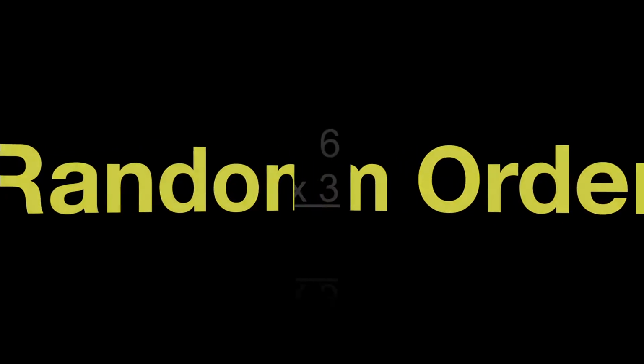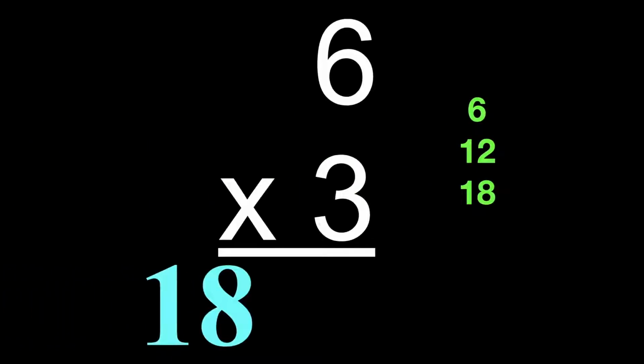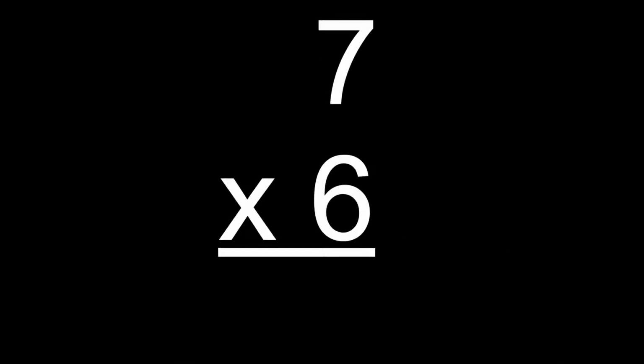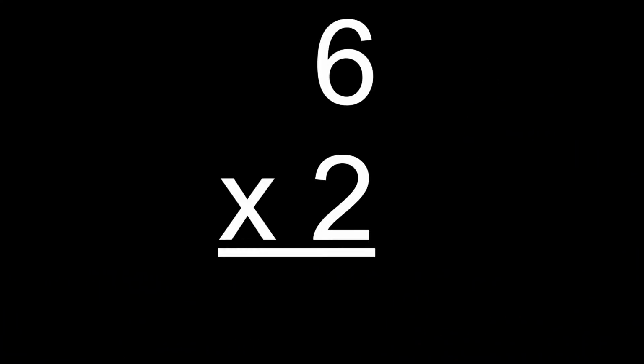Let's try them in random order. 6 times 3, ready? 6, 12, 18. Good. 7 times 6. 6, 12, 18, 24, 30, 36, 42. Nice. 6 times 2 should just be 6, 12, right? Good.